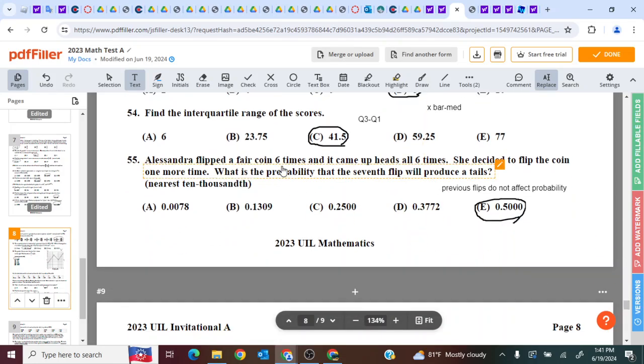Lissa flips a fair coin 6 times, comes up head all 6, decides to flip a coin again. What's the probability that the 7th flip will produce a tail? Well, previous flips do not have any impact on the next flip. Each one is independent. So it is simply your normal coin flip of 0.50.